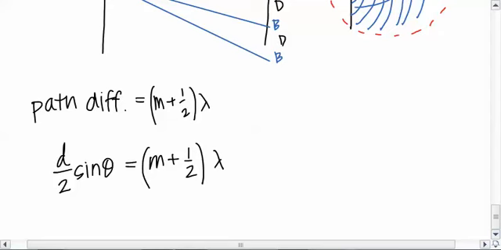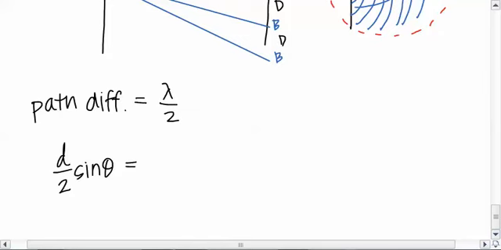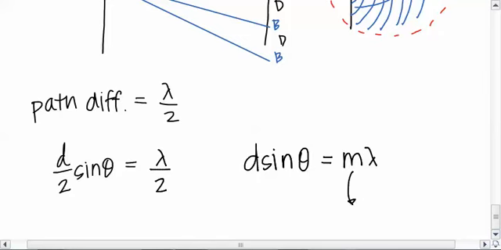So this is a true statement for any number of half wavelengths to be off, but in order for this first one to occur, the path difference has to be half the wavelength. So down here, all I need is half the wavelength. And so this is still d sine theta equals m lambda. And m is the number of the dark fringe, because this was destructive interference.